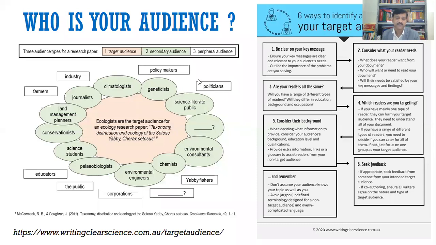I already see two questions here, and one question asks what would be the peripheral audience in cyber feminism and gender inequality on social media. Now, I think the peripheral audience here would be everyone. It can be the general public, anyone who is interested in this particular topic whom you don't know. But who would be your target audience is the question, and who can be your secondary audience.